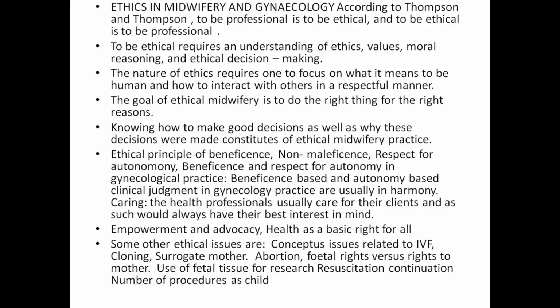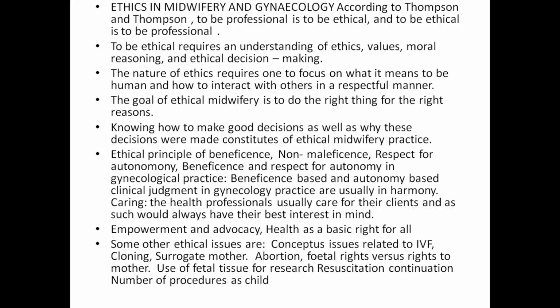The ethics in midwifery and gynecology, according to Thompson and Thompson: to be professional is to be ethical. To be ethical requires understanding of ethics, values, moral reasoning, and ethical decision making. The nature of ethics requires one to focus on what it means to be human and how to interact with others in a respectful manner. The goal of ethical midwifery is to do the right thing for the right reason. Knowing how to make good decisions, as well as why these decisions were made, constitutes ethical midwifery practice.